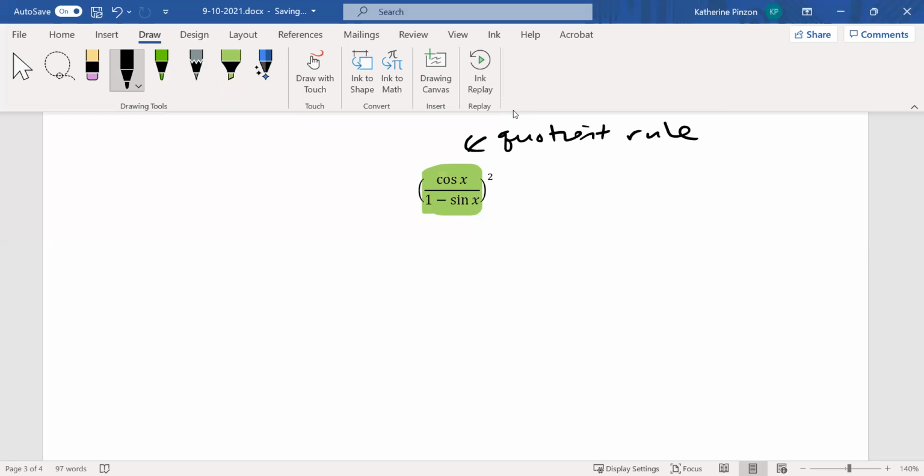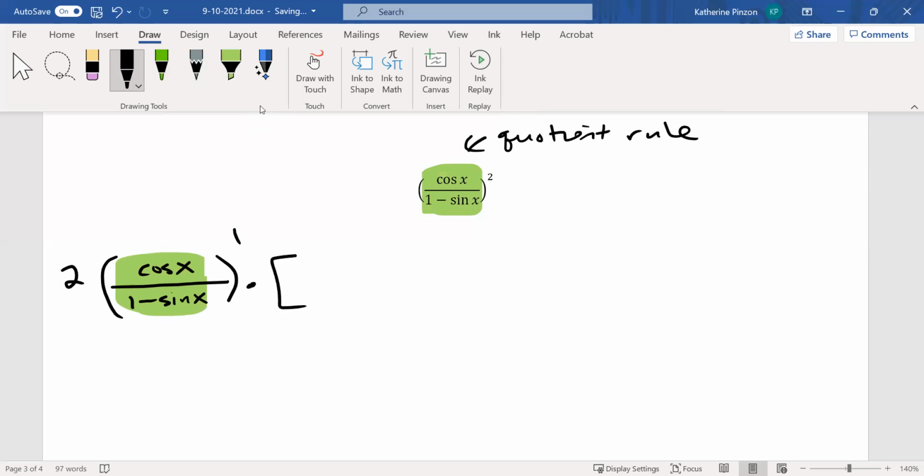So I'm going to do the chain rule because I have something, the green stuff, squared. The derivative of something squared is 2 times something to the first. That something inside here, though, doesn't change. I'm still putting cosine x over 1 minus sine x inside there. Okay, times what has to go at the end here? The derivative of the green stuff.